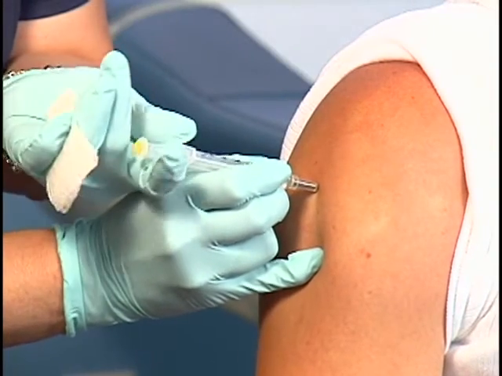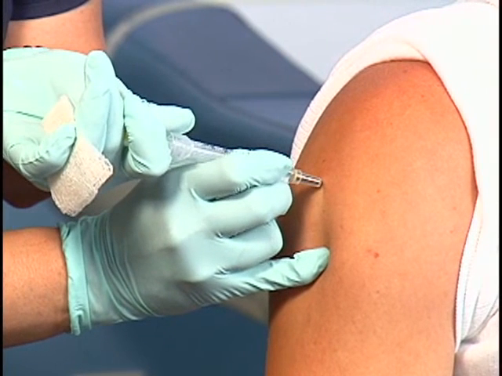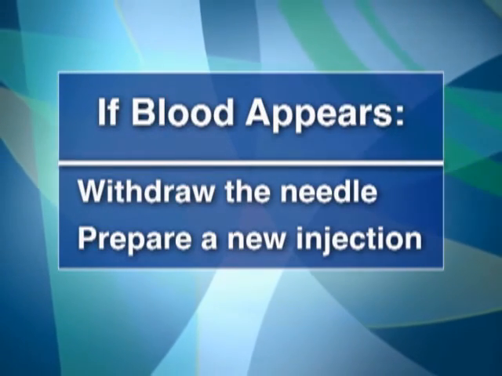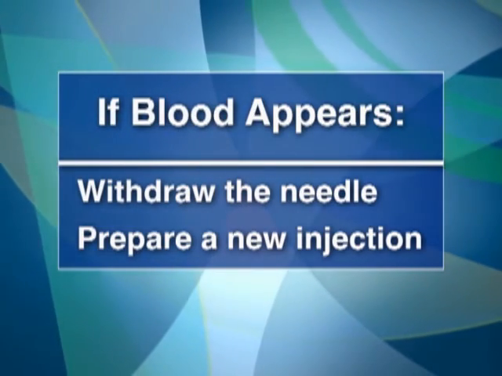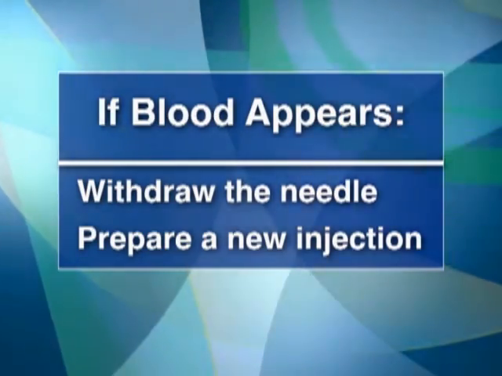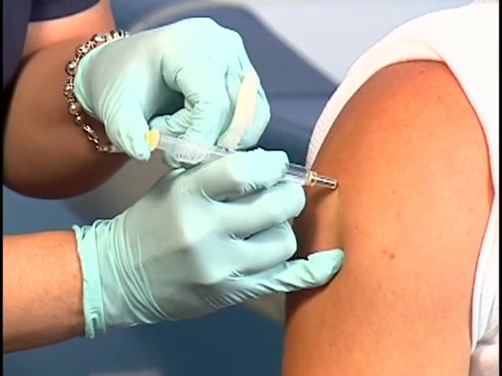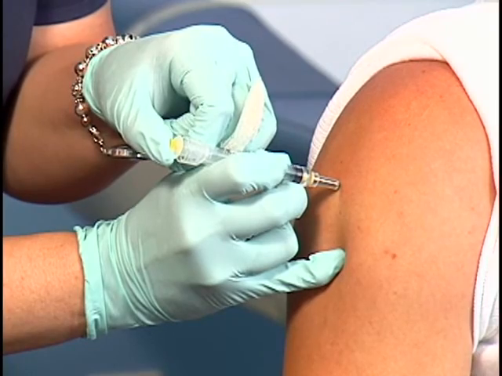Hold the syringe steady and pull back gently on the plunger to determine if the needle is in a blood vessel. If the medication intended for intramuscular administration is injected into a blood vessel, the result is faster absorption of the medication. This may produce undesirable results. If blood appears in the syringe, withdraw the needle, prepare a new injection, and begin again. Inject the medication slowly and steadily by depressing the plunger.